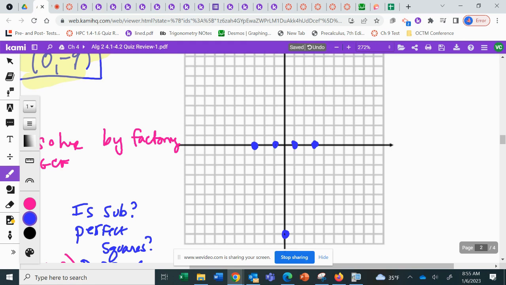Remember, what happens at the very ends? Where do the arrows go at the very ends? Down, down. So on the very outside of the points, I know that the graph is going to look like this.